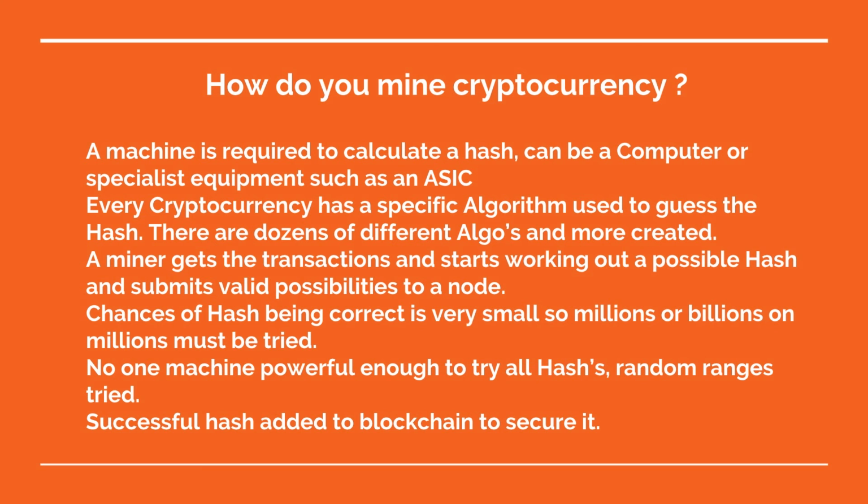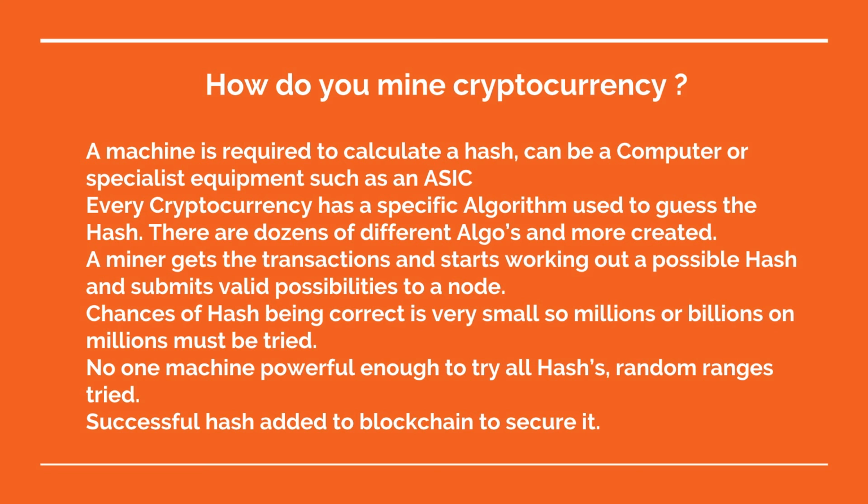So once a person has their computer or ASIC, they connect their system up to the network, and the miner starts getting transactions and starts working out the possible hashes using the specific algorithm. And if it finds a valid possibility, it submits that to the node for verification. The chances of an individual miner getting a correct hash is very small.